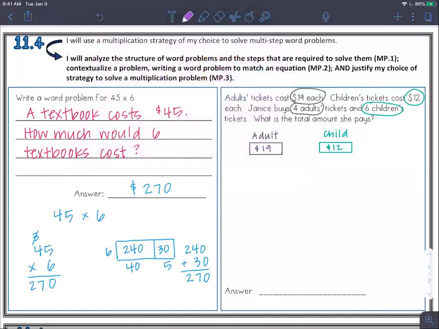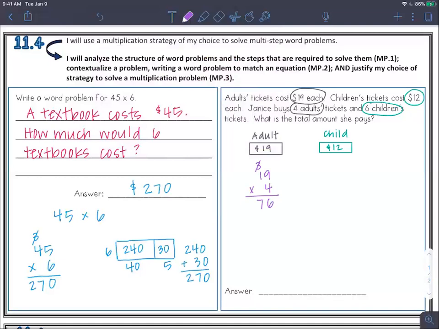So now I actually have 2 steps I need to do. So I'm going to use a standard algorithm. I'm going to first calculate how much it is for those 4 adult tickets. So there are $19 each, and I'm buying 4 of these. 9 times 4 is 36. 1 times 4 is 4. 5, 6, 7. Okay, so it's going to cost $76 for the adult tickets.